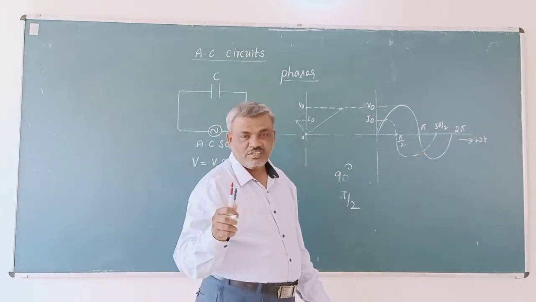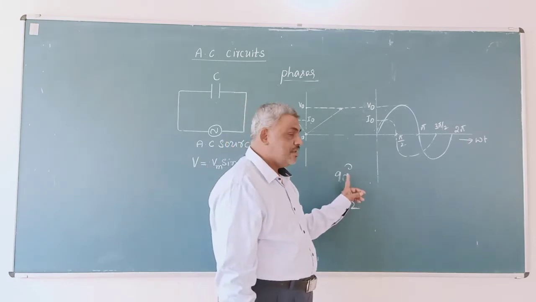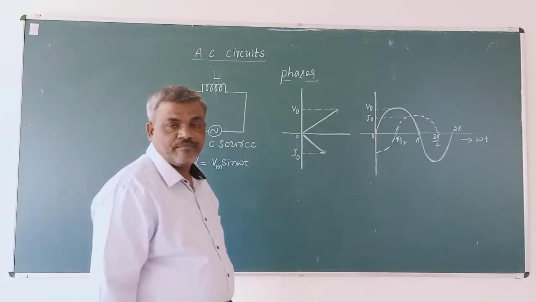This is the 1 mark question. What is the phase difference between voltage and current in a pure capacitor? 90 degrees.